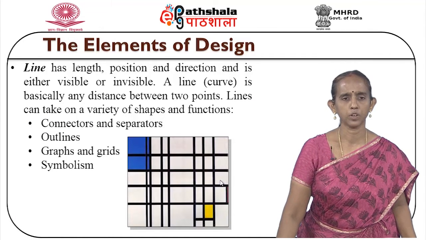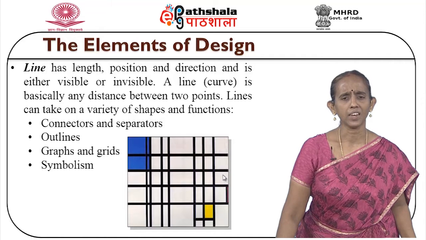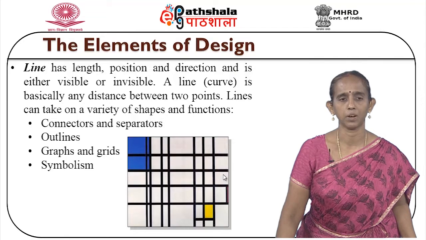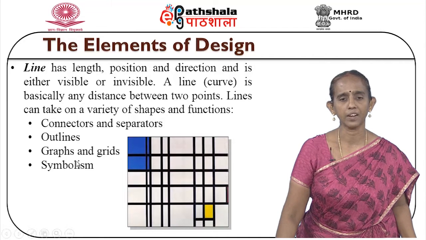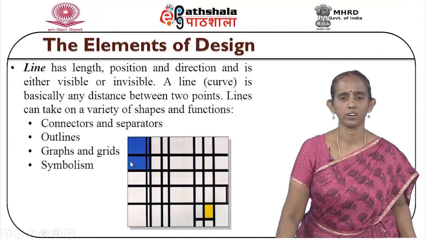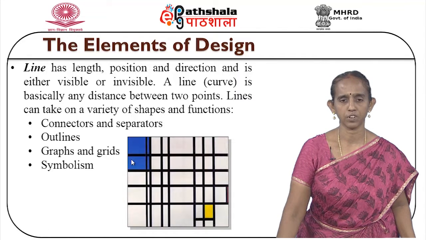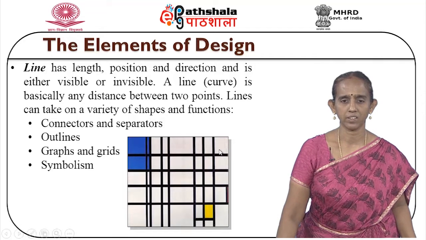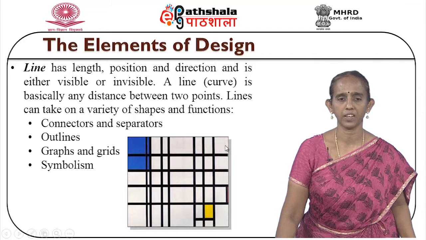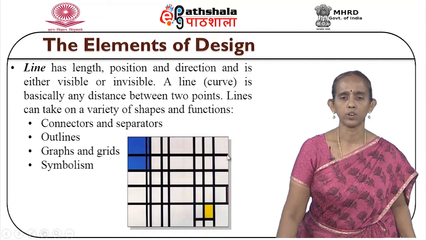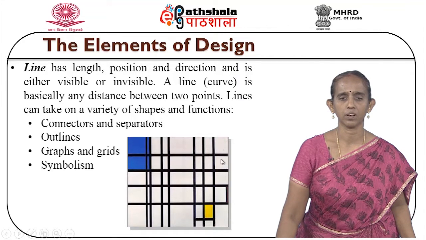The next element of design is a line. Line has length, position and direction, and it is either visible or invisible. A line is basically any distance. A line is actually called a distance between 2 points, and a line can take a variety of shapes and functions. A line can act as a connectivity between two separate areas, or it can act as a separator to distinguish between or to disintegrate one unified area.